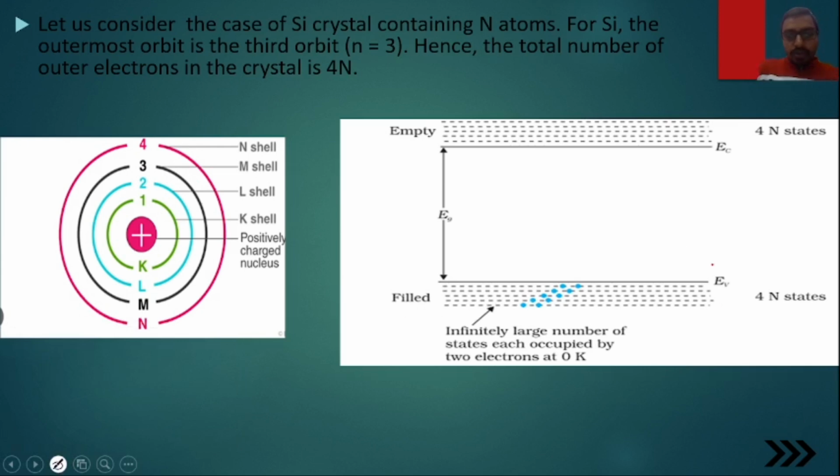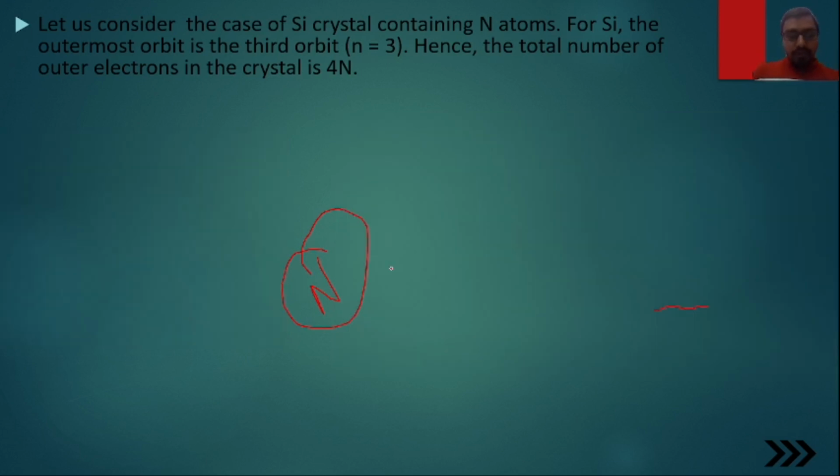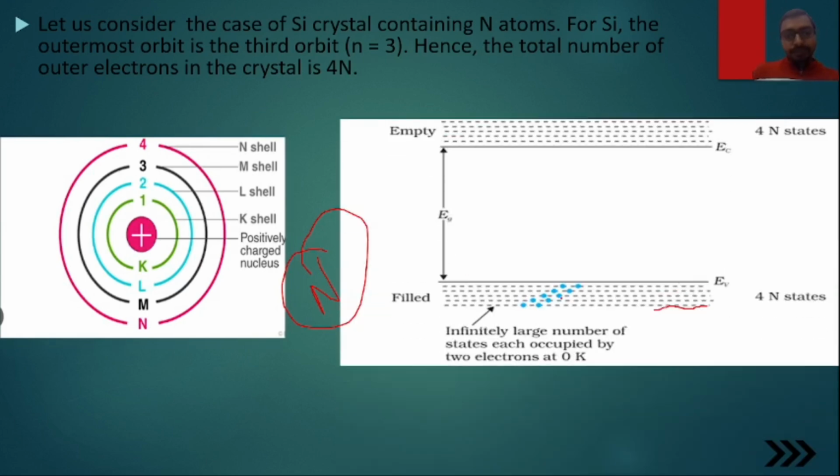Okay, suppose we are considering now only one atom. This is the energy level corresponding to that one silicon atom. But in a crystal, what happens? In a crystal there are n atoms, a large number of atoms. So every atom has specified energy levels.